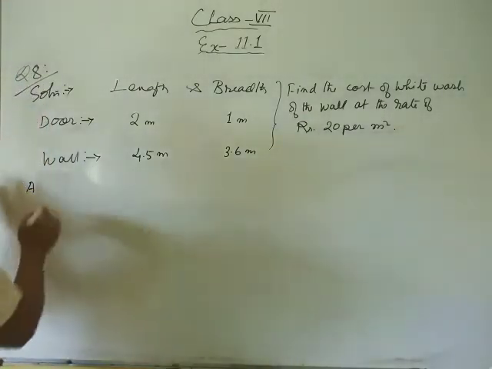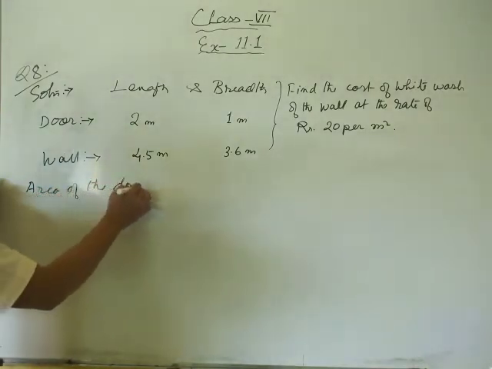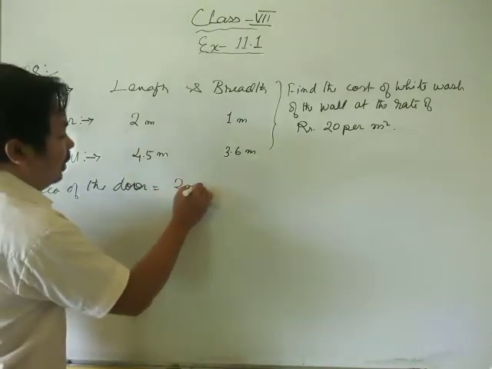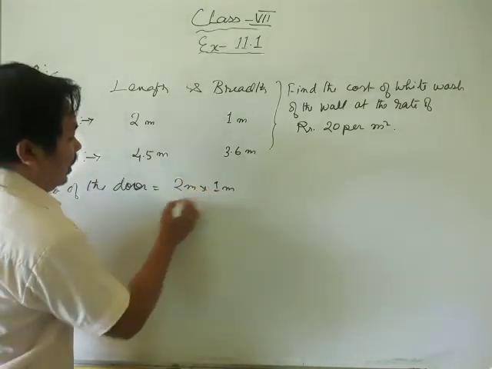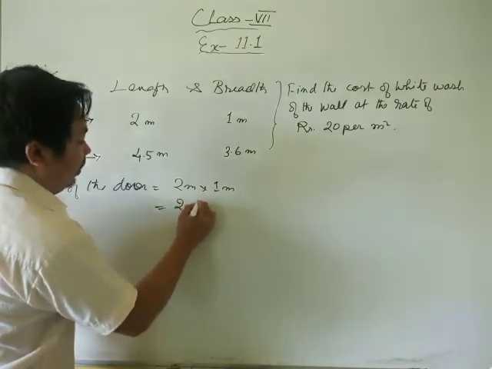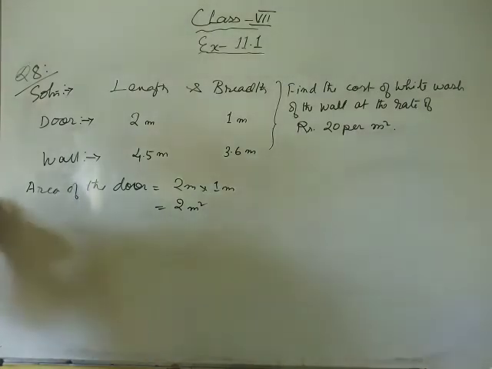Okay, so first of all, area of the door is equal to how much? 2 meter into 1 meter. That means 2 meter square. Isn't it? 2 meter square is the area of the door.